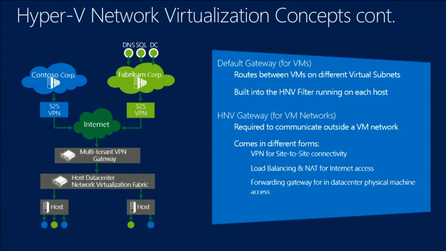So essentially, there are 3 functions on our inbox gateway. For a remote site, you use a site-to-site VPN. For the internet, you use NAT. And if you want to route to your physical network, you use forwarding.